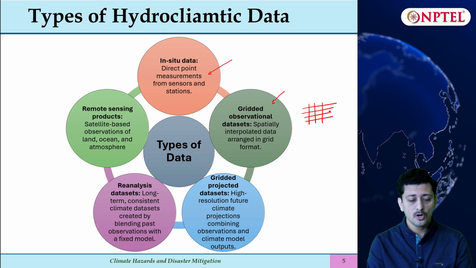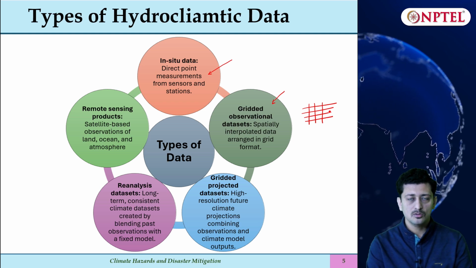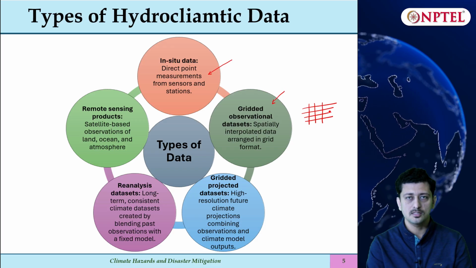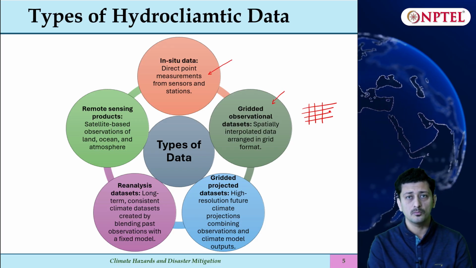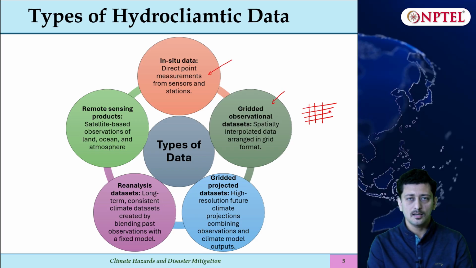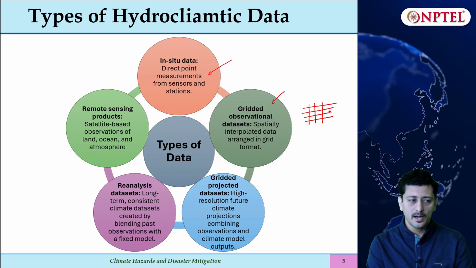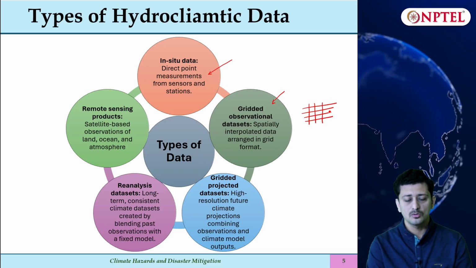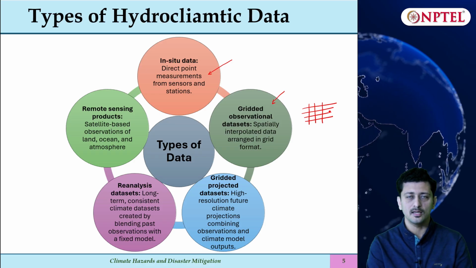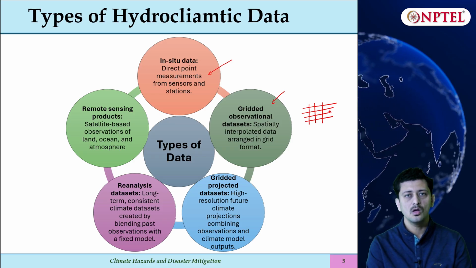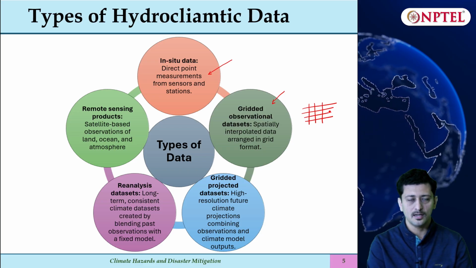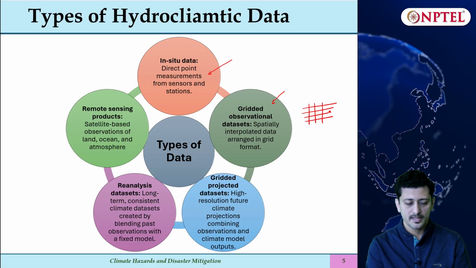Then you have remote sensing products. Remote sensing products are those which are retrieved from satellite observations over the land, ocean and atmosphere, or from drones. The advantage of these data sets is that we can get information in real time as compared to other data sets. Of course, if there is a telemetry station in situ, that can also transmit real-time information, but remote sensing also gives us real-time information over a larger spatial extent.